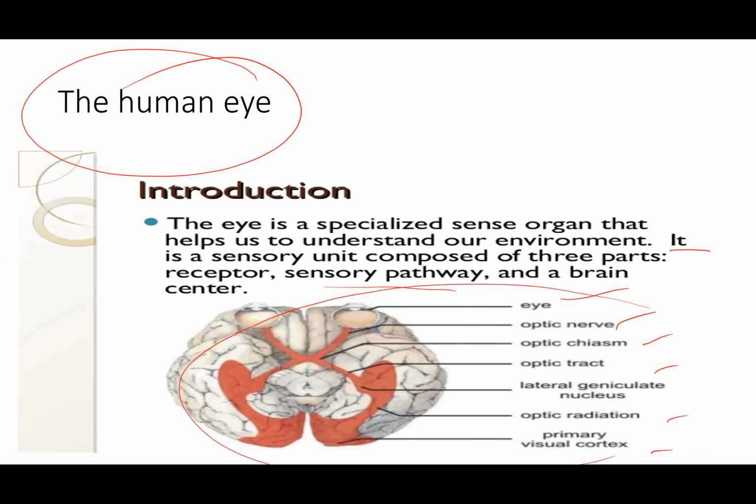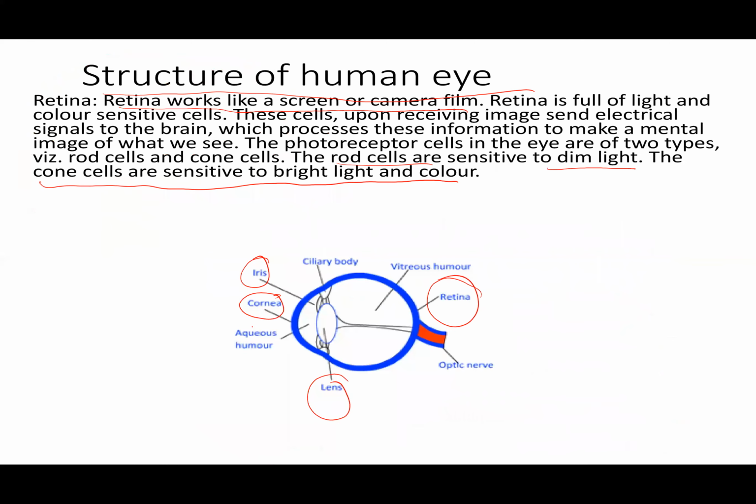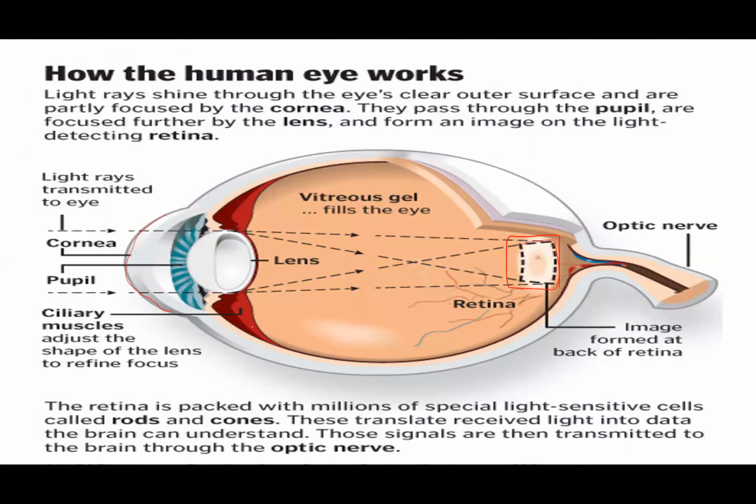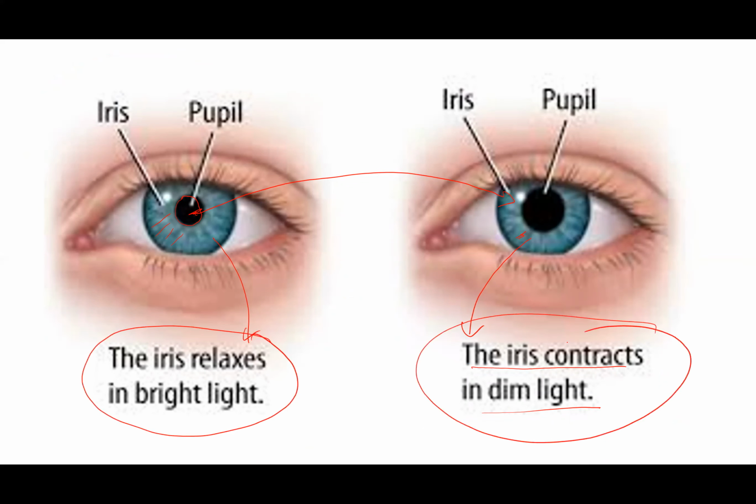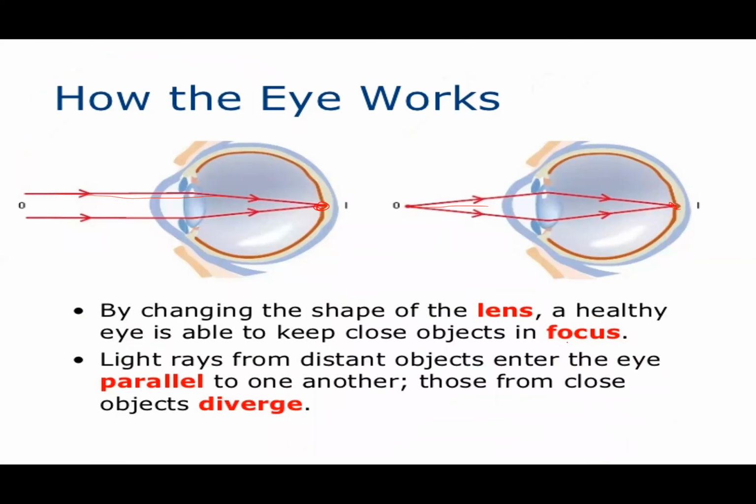Human eye, sensory organ, structure. The iris relaxes in bright light. The iris contracts in dim light. By changing the shape of the lens, a healthy eye is able to keep close objects in focus.